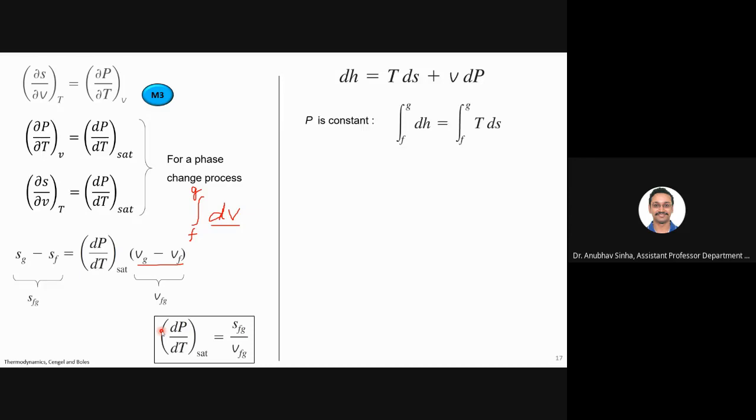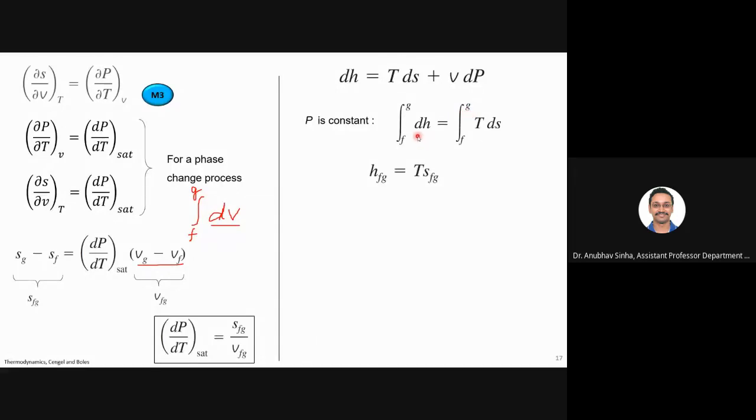And for constant pressure, if pressure is constant, this term will be 0. So it will be TdS only. If you integrate, dH is equal to TdS, with f and g. Just now I told you, f stands for liquid and g for gas. So we are going from liquid to vapor. That is the symbol shown in integration.